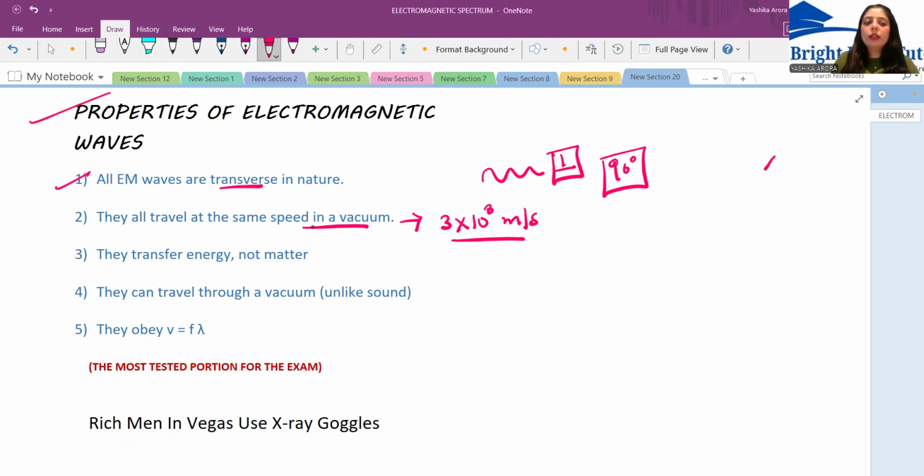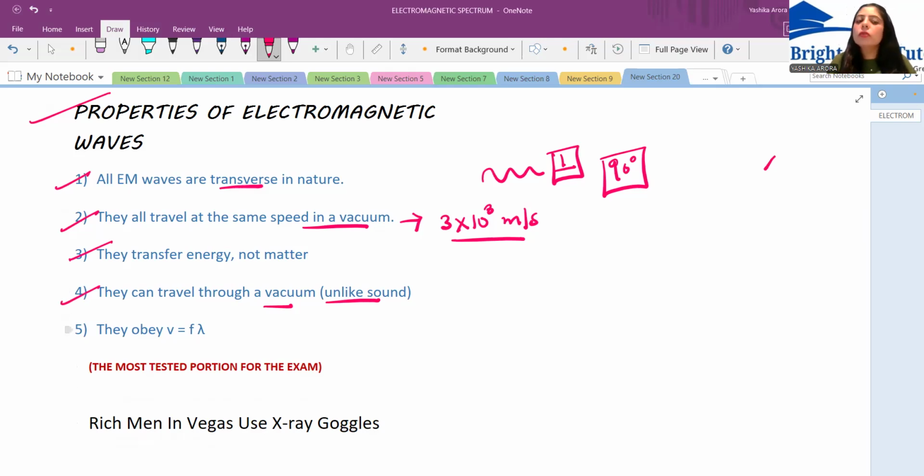The next point is they transfer energy, not matter. As the waves are moving forward, there is a transfer of energy in the forward direction. Next, they can travel through a vacuum, unlike sound. Sound waves require a medium for their propagation, whereas EM radiations can travel through a vacuum. The rays from the sun reach the Earth's surface, and the space between the sun and the Earth is complete vacuum, but they are reaching us.